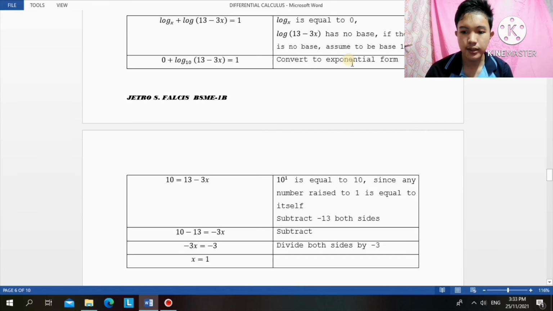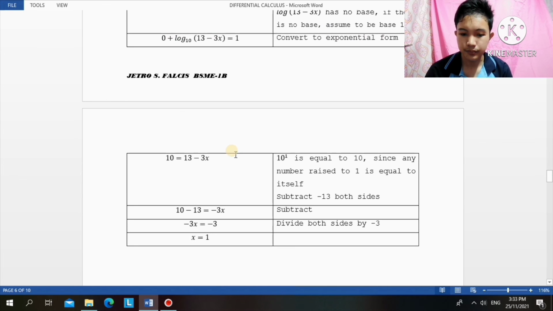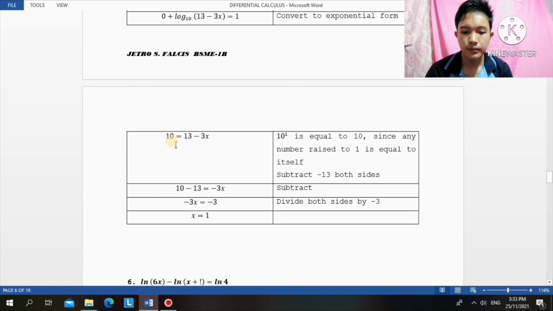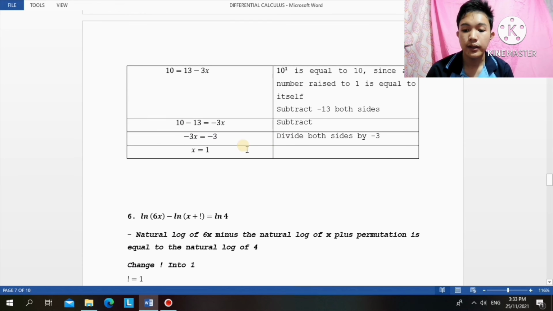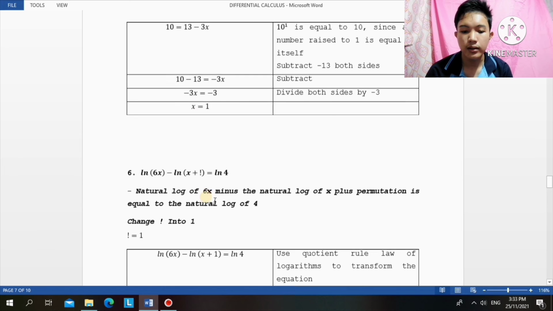So convert to its exponential form. Our equation will be 10 raised to 1 is equal to 13 minus 3x. So 10 raised to 1 is equal to 10, since any number raised to 1 is equal to itself. Then subtract 13 from both sides. So our equation will be 10 minus 13 is equal to negative 3x. Divide both sides by negative 3 to get the value of x. So our x is equal to 1.